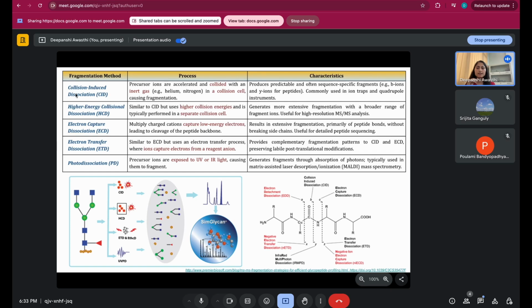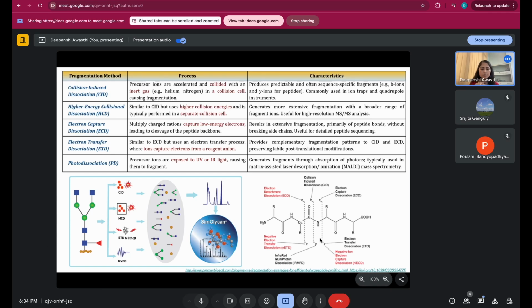So these are the methods, and it depends on which type of mass analyzer will be using these. Collision induced dissociation is very commonly used, majorly by the ion trap and quadrupole instruments. The instruments which have these types of ionization methods will use the collision induced dissociation technique to fragment the ions, whereas in case of MALDI it will use photodissociation, because there they use laser light to dissociate the ions into different fragments. So these are the fragmentation methods, and this figure explains it all.